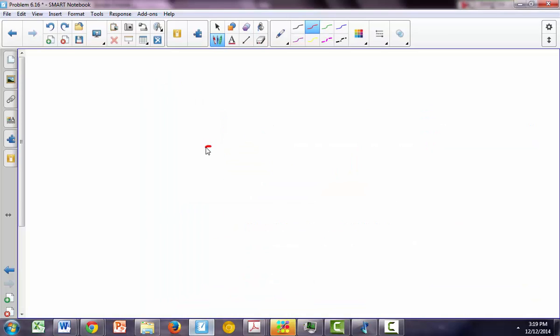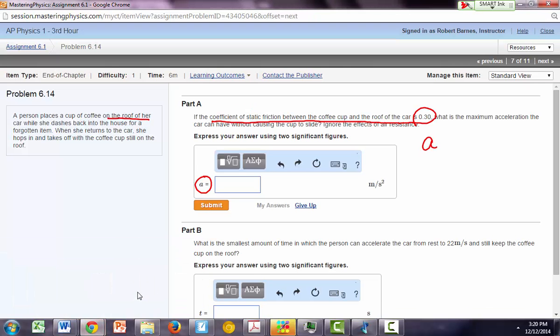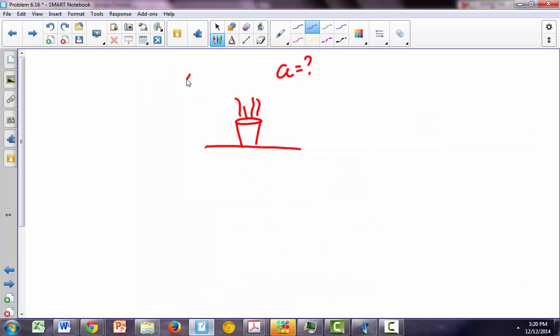Okay? I'm not going to draw the whole car. I'm not that good of an artist. I'm just going to draw the coffee cup on the top here. Okay, there it is, steaming. And you're trying to solve for a, and they tell us the coefficient of friction is 0.3. So mu is 0.3. They did not give us a mass, and that is troubling to some of us.